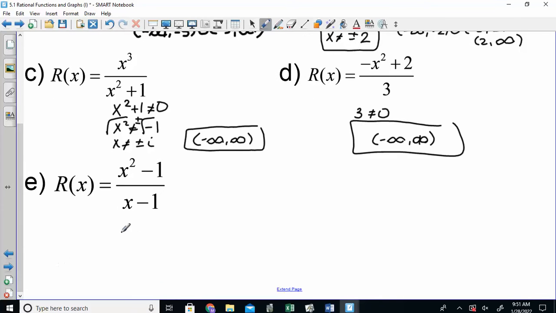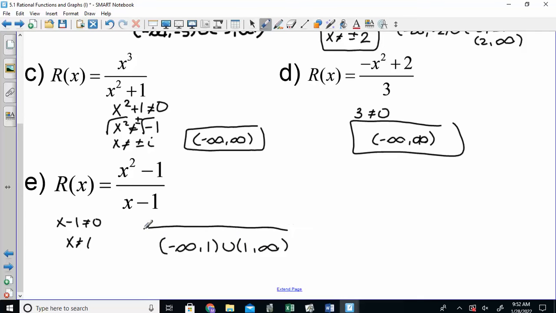E. Right. X minus 1 can't be 0, so x can't be 1. How would I write that in interval notation? Are we okay with domains?